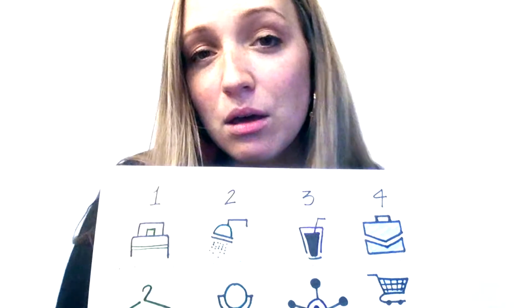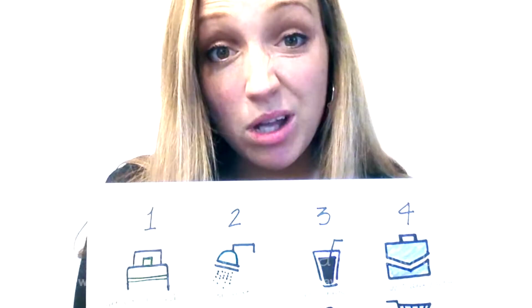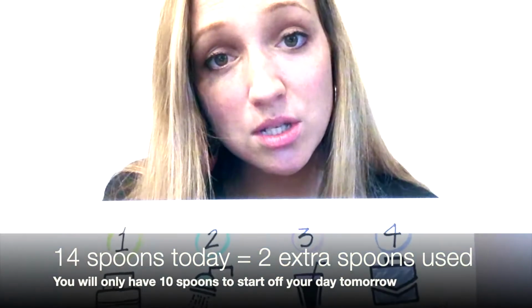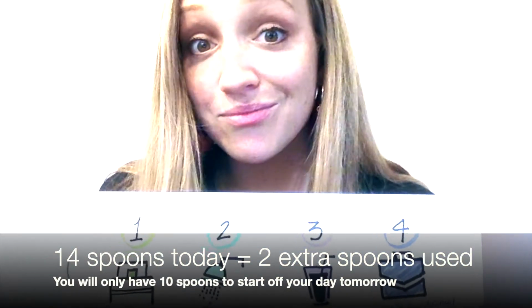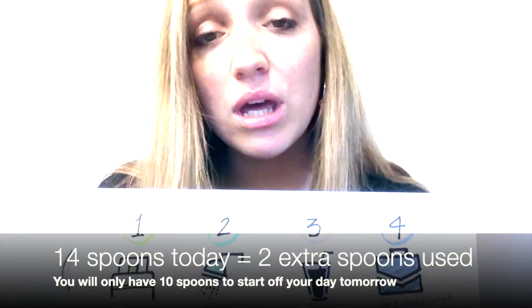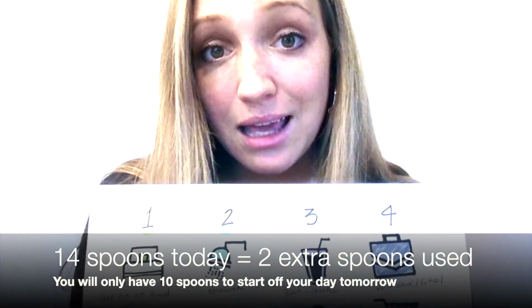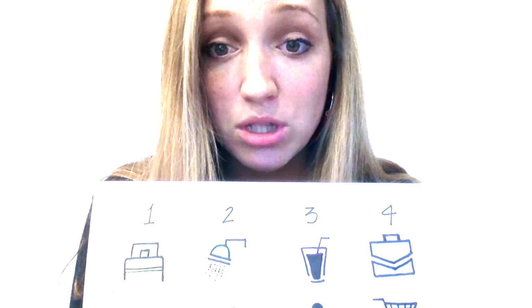So if you only have 12 spoons in a day and you end up using 14 spoons throughout your activities, that means you're going to start tomorrow with only 10 spoons. This is a way to recognize that if you overexert today, you're going to notice it tomorrow in your energy levels.